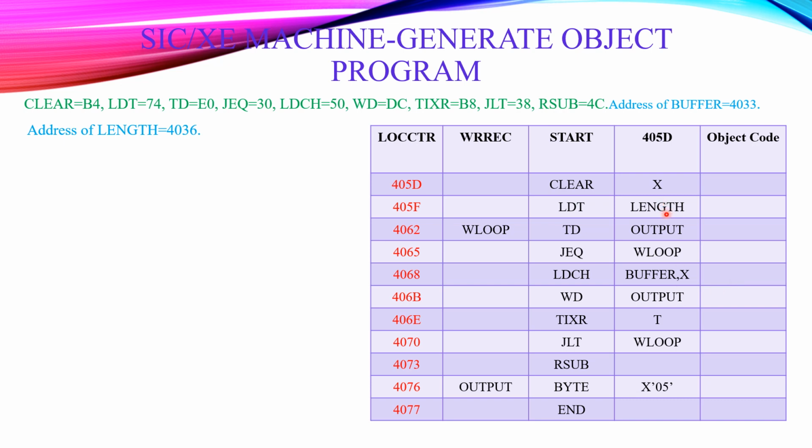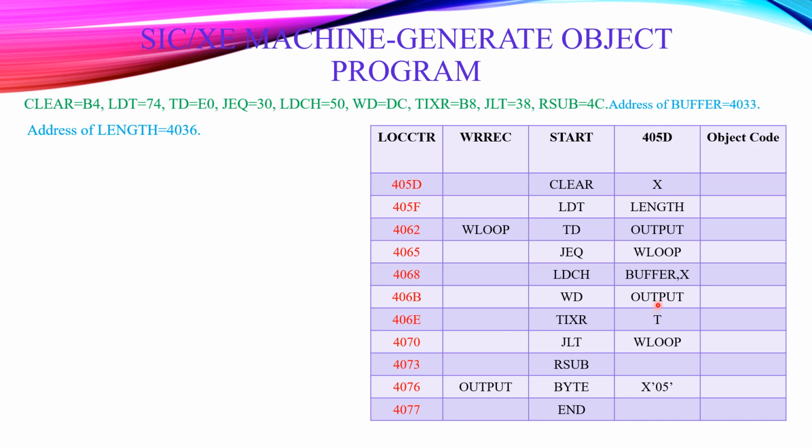So the next instruction will be format 3, because no registers are involved and no plus symbol is involved before the instruction. The same follows for this instruction also, because no registers or plus symbol are involved. It follows till BUFFER X and even OUTPUT also. So we need to add 3 bytes to it. So 405F plus 3 will be 4062. 4062 plus 3 will be 4065. 4065 plus 3 will be 4068.